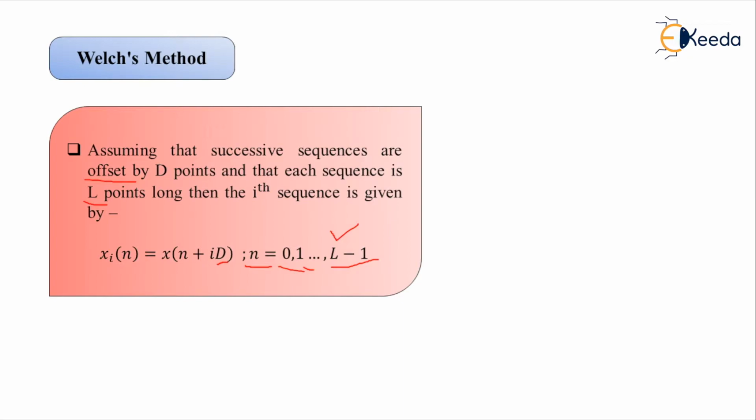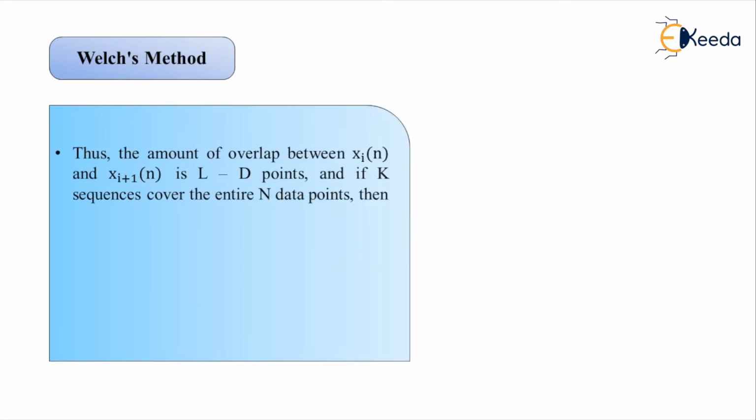With the help of this representation, if we compute the amount of overlap between x suffix i of n and x suffix i plus 1 as a function of n, it will be capital L minus D points. And if we have capital K sequences to cover the entire N data points, then capital N is the total length L of x suffix i of n plus D multiplied by K minus 1.